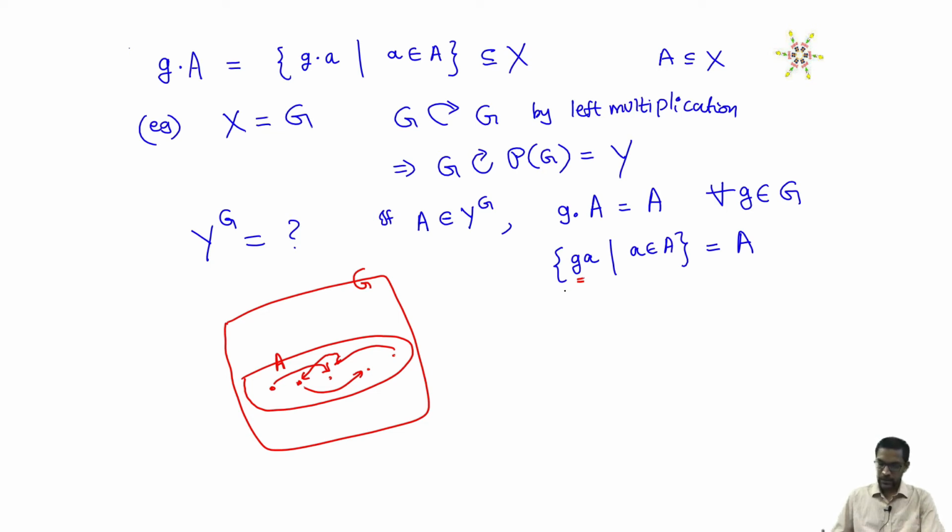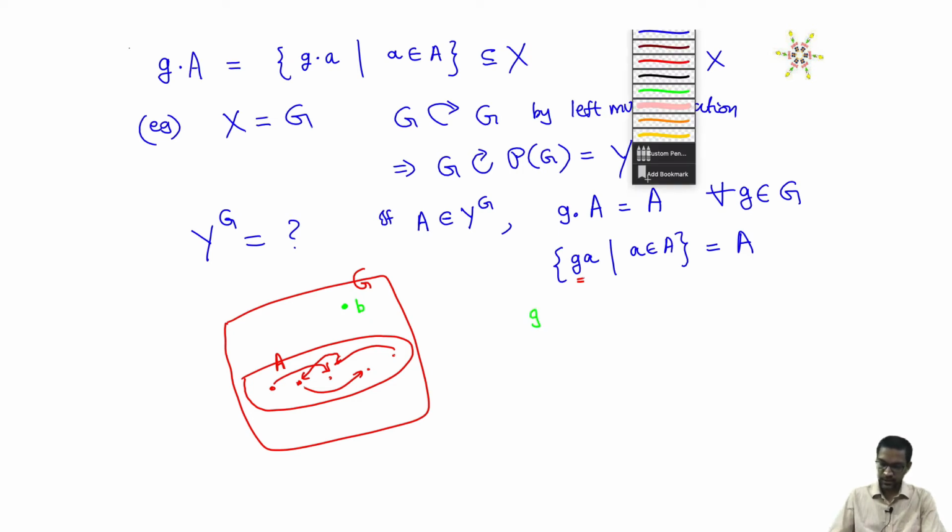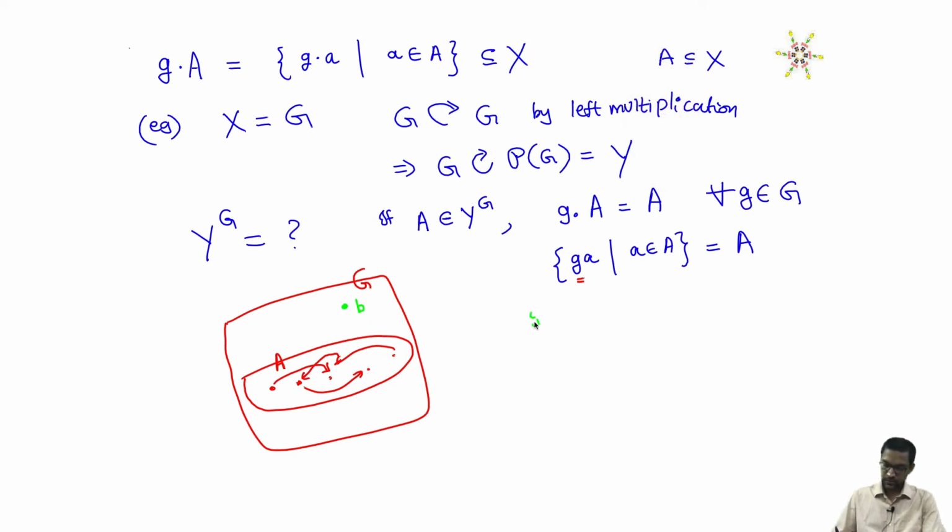Now observe again that this is very easy to violate. For example, suppose I take an element b here. So here's my conclusion. Let's analyze this. Suppose A is not the whole set G. Then pick some element b which is outside A.